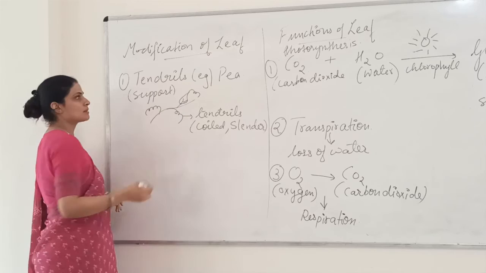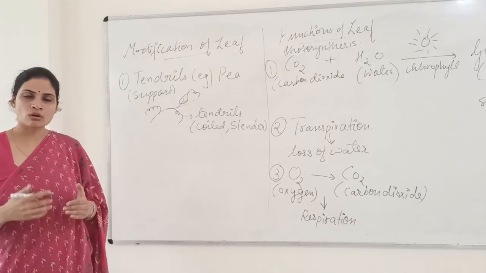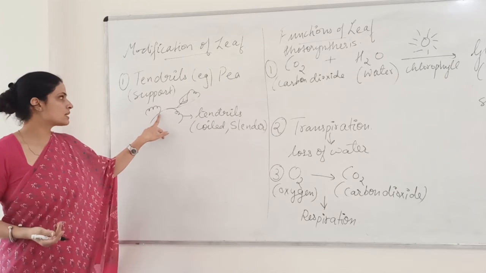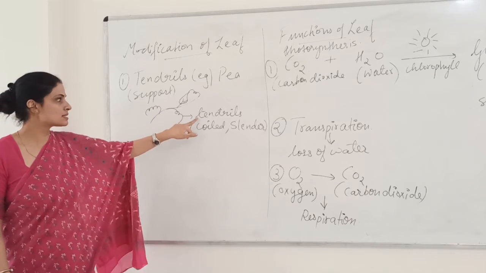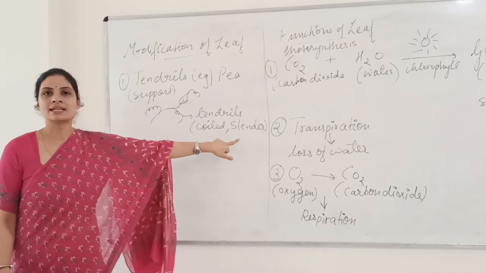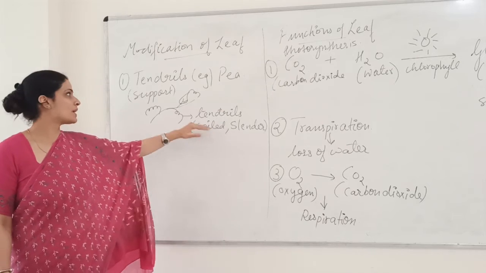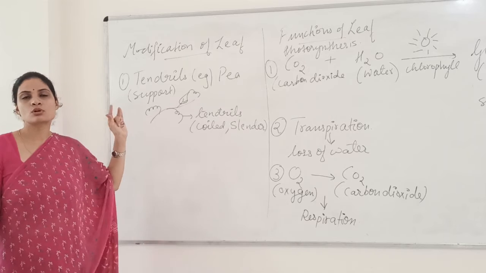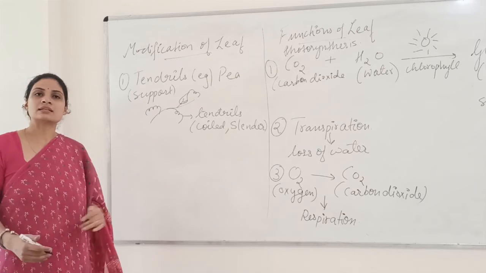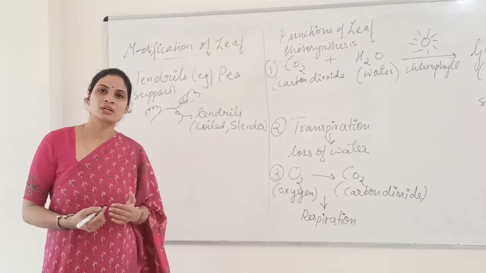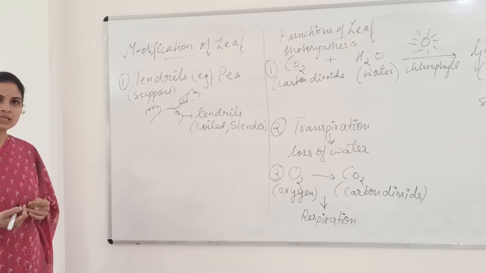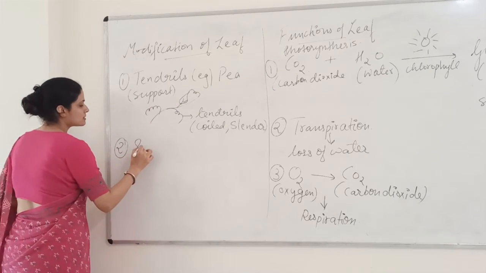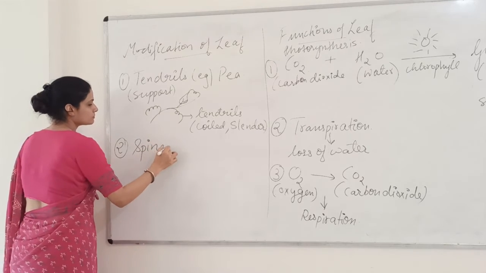As the stem is very weak, it cannot stand straight on its own. So these leaves get modified into these tendrils which are coiled and slender, and they provide support to the plant. So this is the first modification of leaf, that the leaves get modified into tendrils to give support to the plant. Now the second modification is spines.